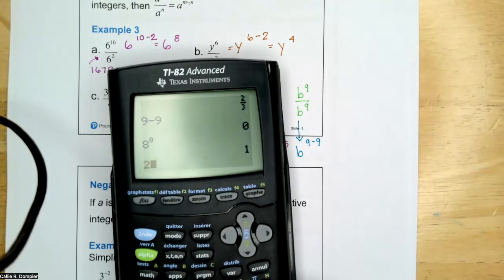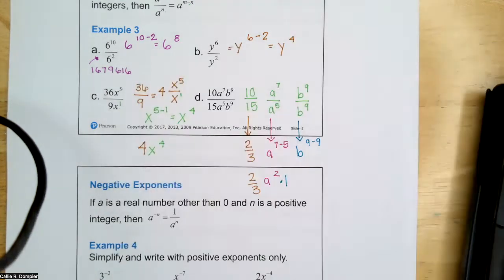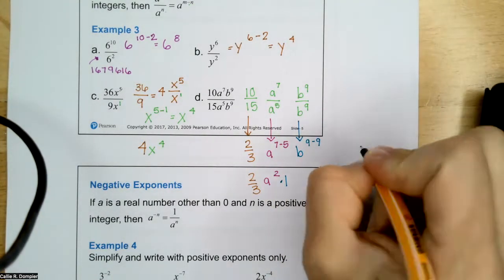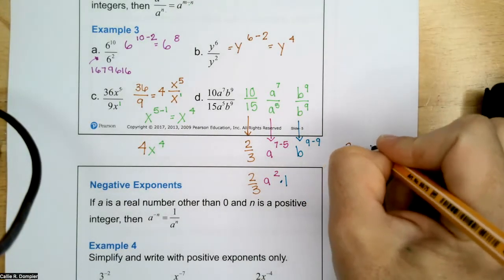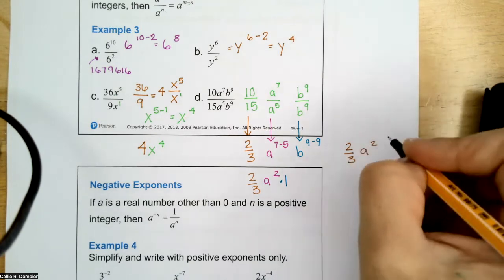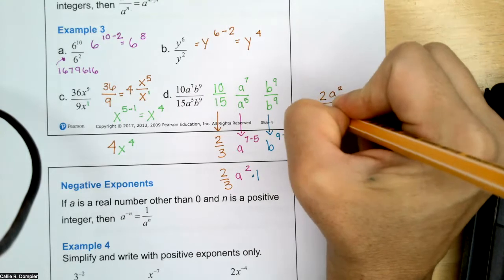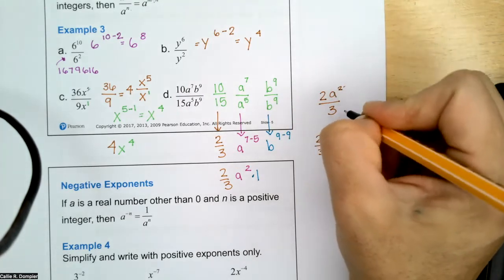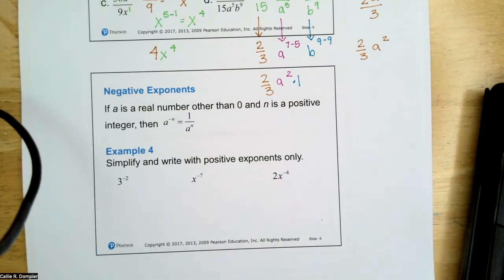2/3 times 1 is just 2/3. All right, so I'm going to call this 2/3 a squared. You can also call it 2a squared over 3. So that a squared can go behind the fraction, or on the top of the fraction. Okay. Negative exponents.